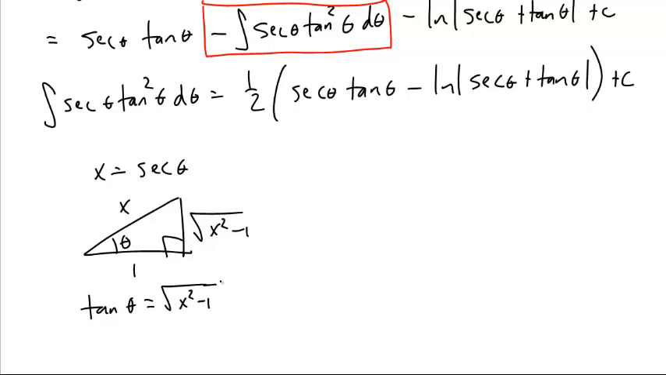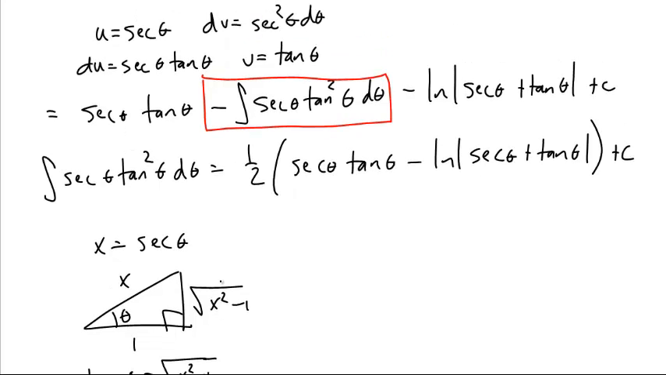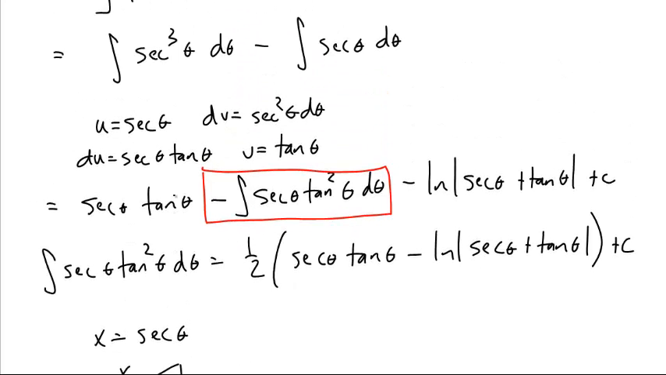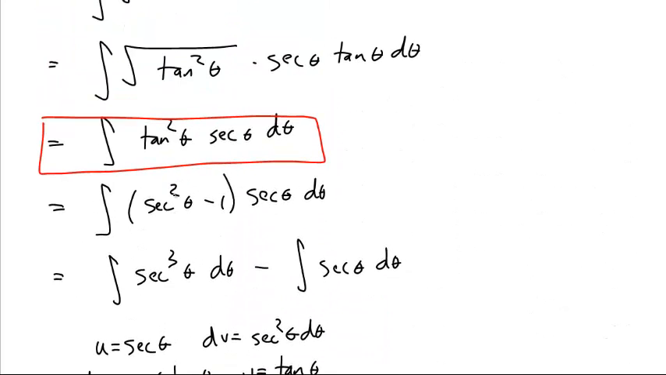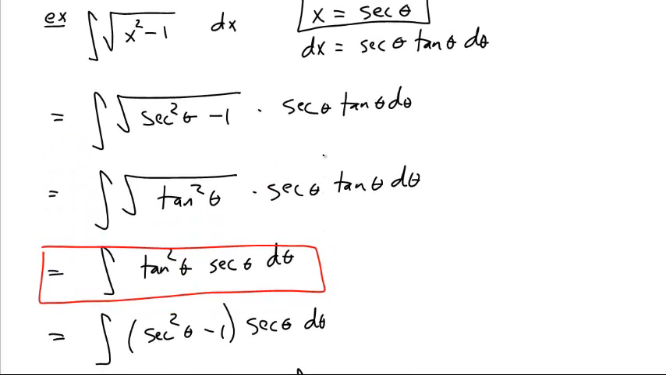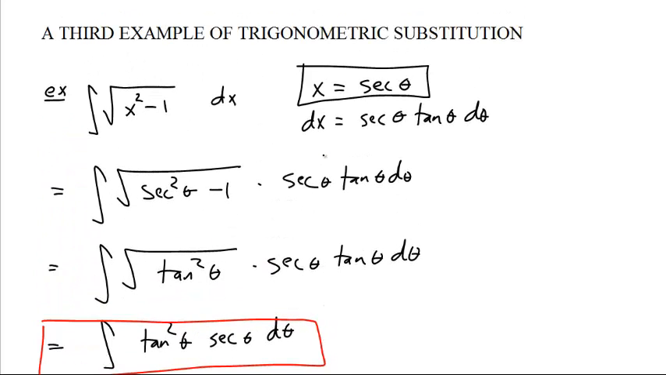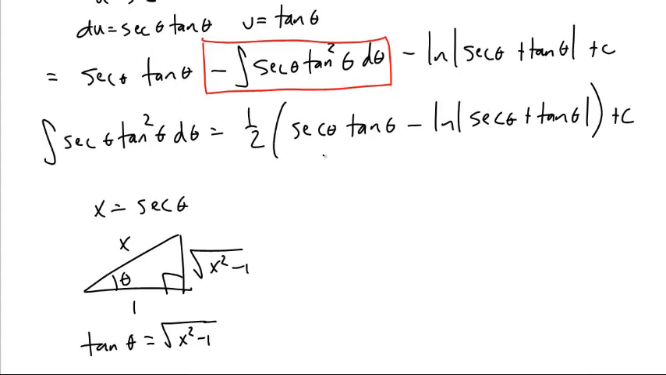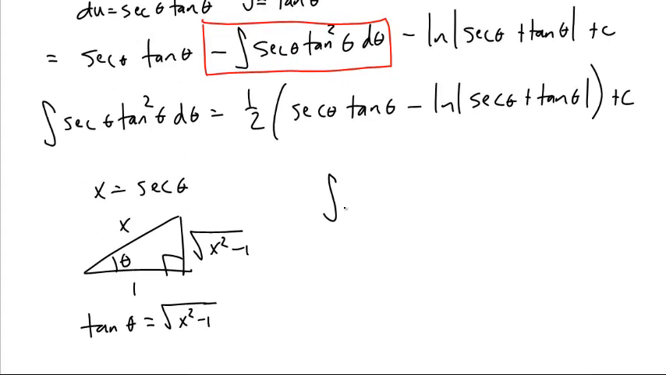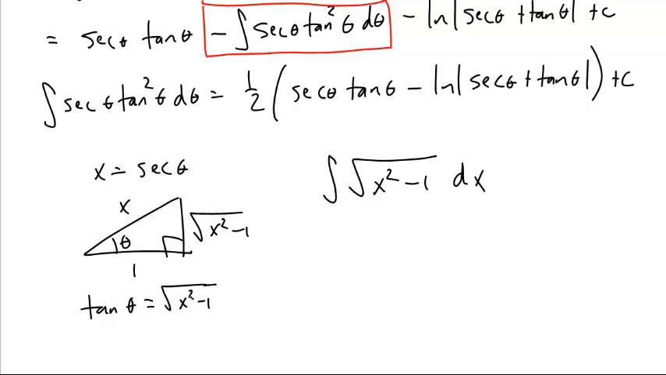And so our final answer, because this thing, secant theta tangent squared of theta, was over here boxed in red, and equals what we want. So the integral of the square root of x squared minus 1 dx. Notice how the thing that we started with tends to pop up again when we do the triangle. That is not a coincidence. It's just what we're integrating.